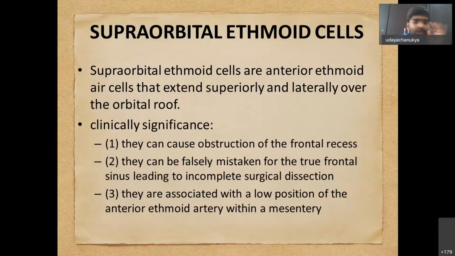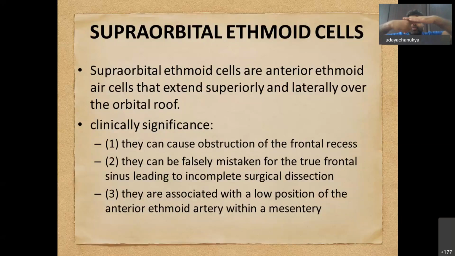And the third most important thing, which most of the PGs might have already heard their superiors saying, is whether the anterior ethmoidal artery is dehiscent or not. The dehiscence of the anterior ethmoidal artery is because of the presence of a supraorbital ethmoidal air cell or supraorbital pneumatization. In this situation, the anterior ethmoidal artery, which is actually located in the skull base, flush with the skull base, if there is a pneumatization above, the anterior ethmoidal artery will hang in a mesentery. Mesentery is nothing but a mucosal fold.